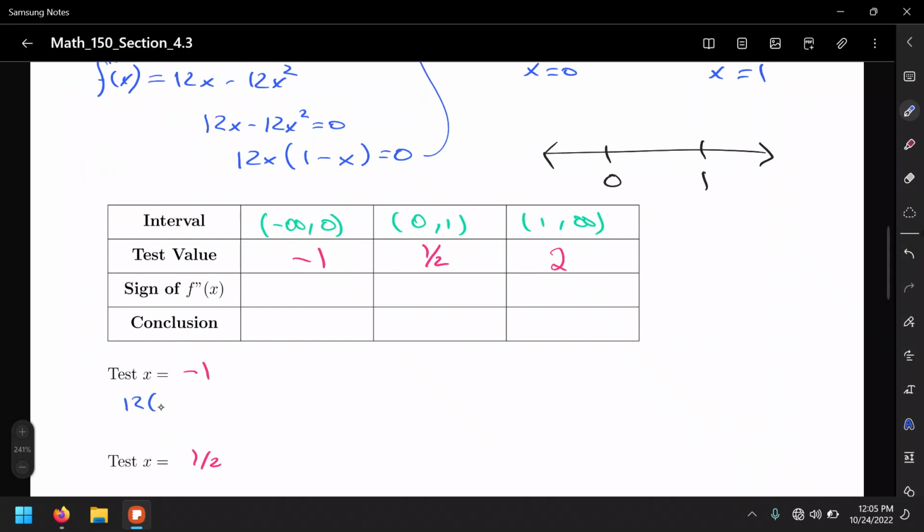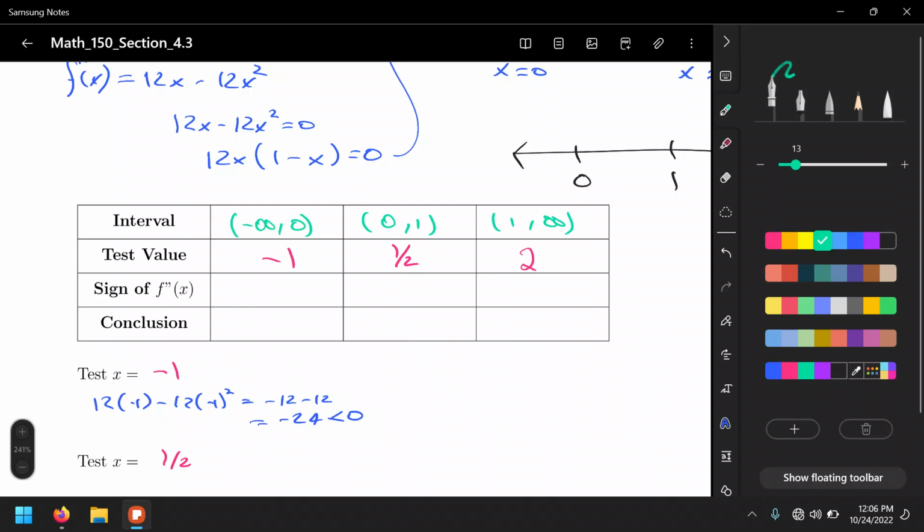So that's 12 times -1 minus 12 times -1 squared. That means -1 squared is +1 times -12, that's -12. And then -12 minus 12, that's -24. Well, this is a negative number. So the sign of f double prime in the first interval is negative.